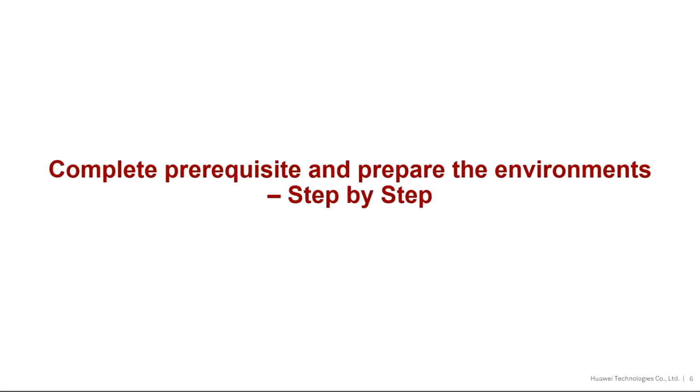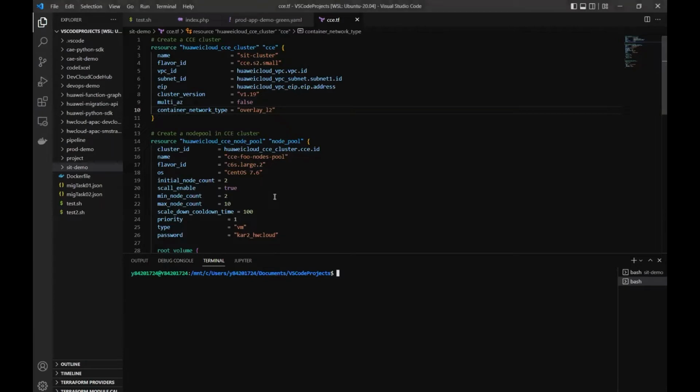Next, let us finish the prerequisite by provisioning the Kubernetes cluster in Huawei CCE for SIT, the system integration testing, and the production environment. So basically, we will use the lower spec to create two node pools to achieve higher availability to avoid single node of failure in each of the environments. So we can easily provision the resources by using the Terraform apply command with pre-configured YAML scripts.